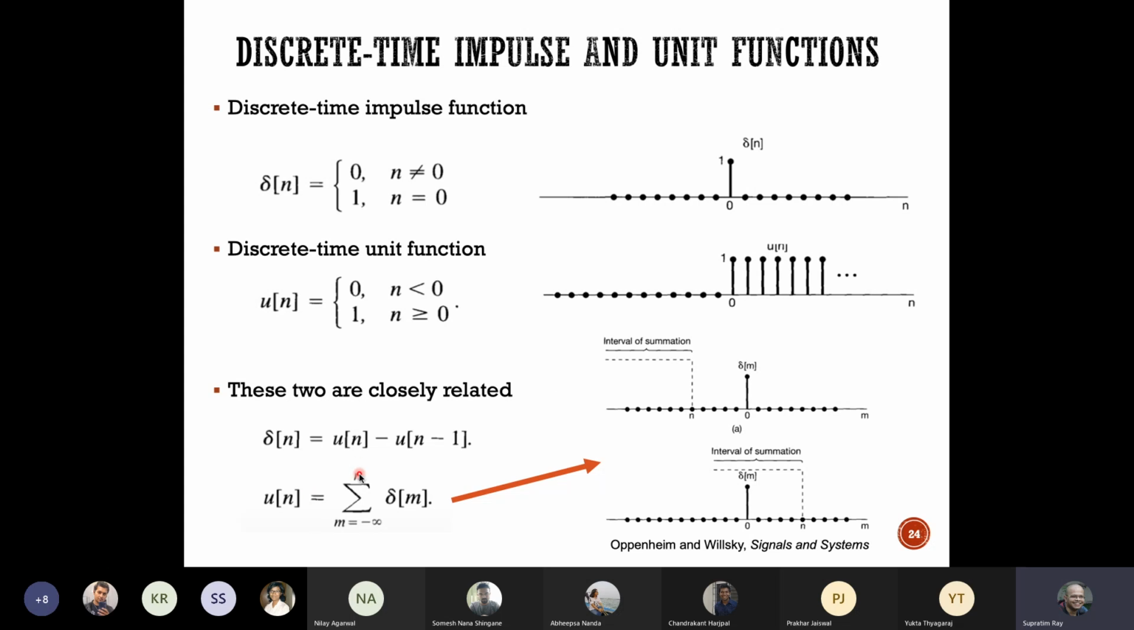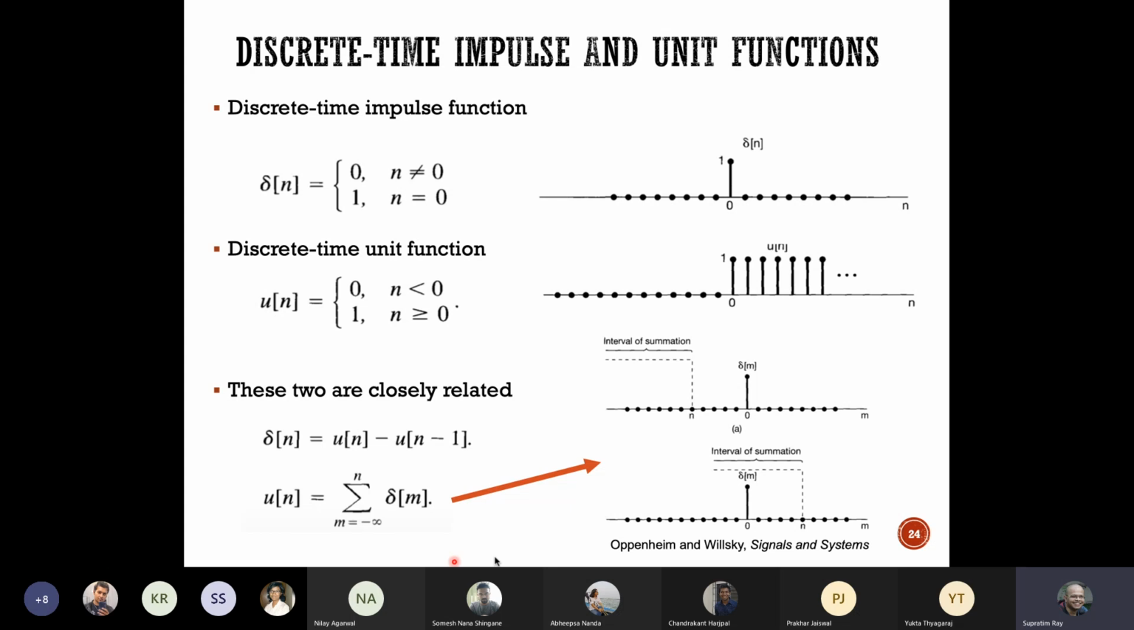And if n is less than 0, then I catch nothing. I don't catch this guy. So any summation like this where n is less than 0 is just 0. But when n is greater than 0, then the summation will catch this and u[n] will become 1. So this whole thing here is 0 for n less than 0 and becomes 1 for n greater than 0. So it's nothing but my unit function.